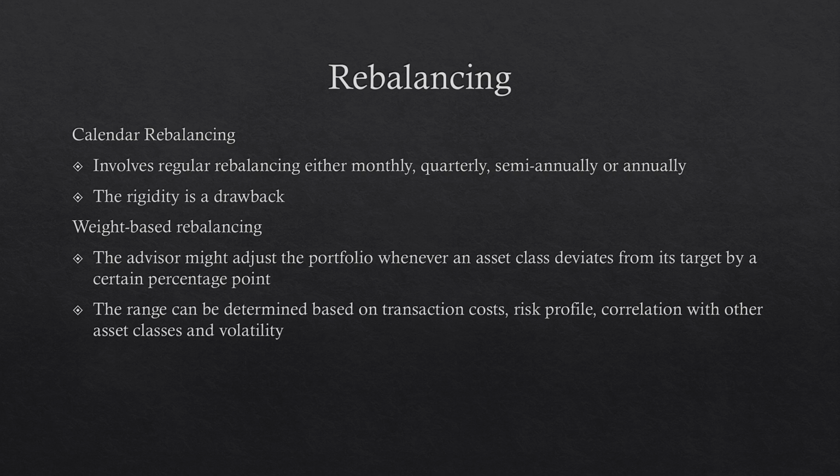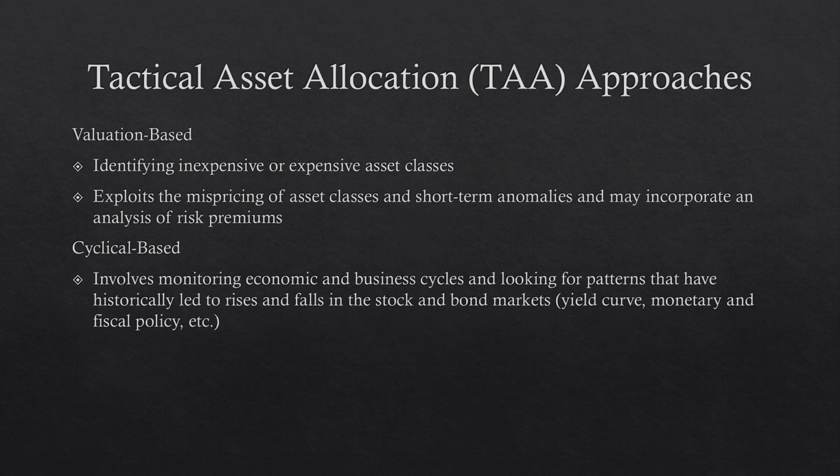There's also weight-balanced rebalancing, so the advisor might adjust the portfolio whenever an asset class deviates from its target by a certain percentage point. The range can be determined based on transaction costs, risk profile, correlation with other asset classes, and volatility. And finally, just a little more information about the tactical asset allocation approach. So there are some different ways to approach it.